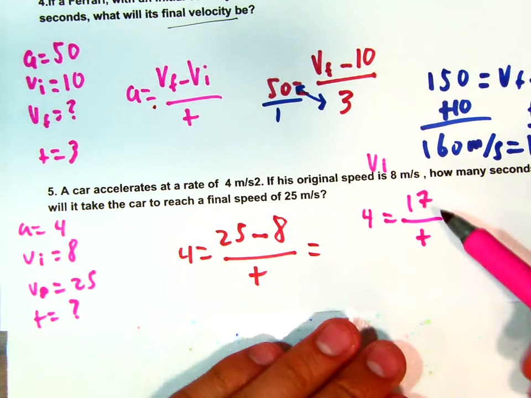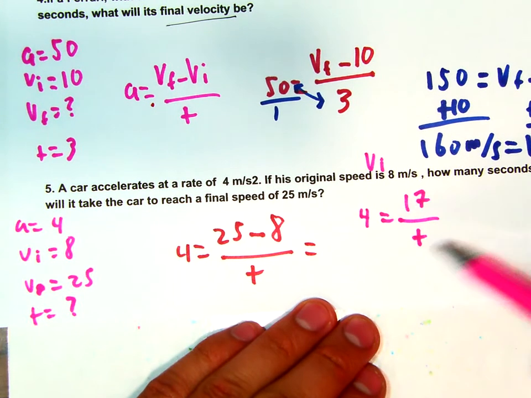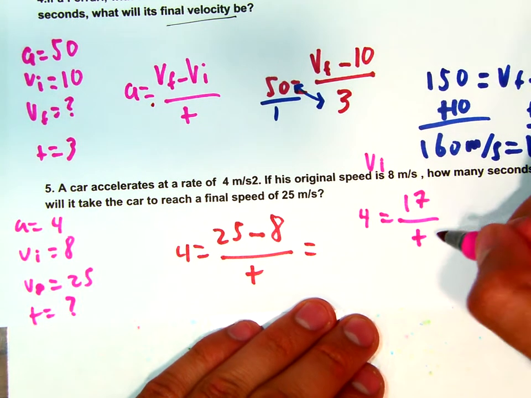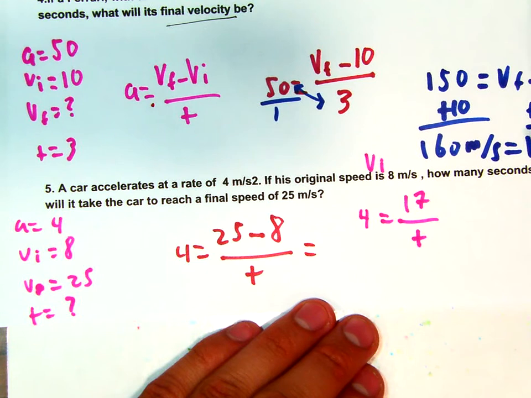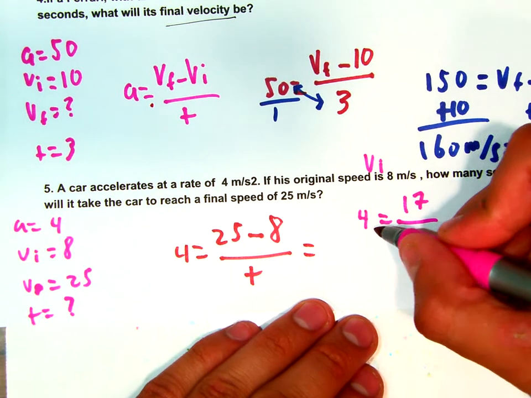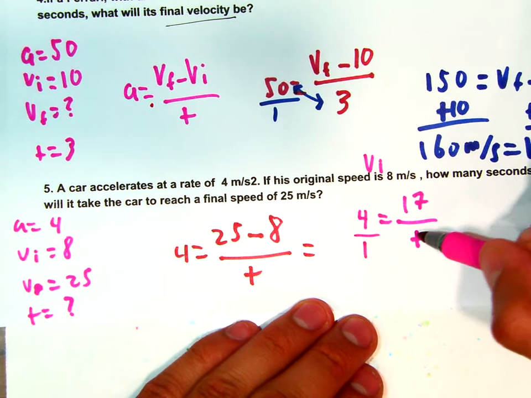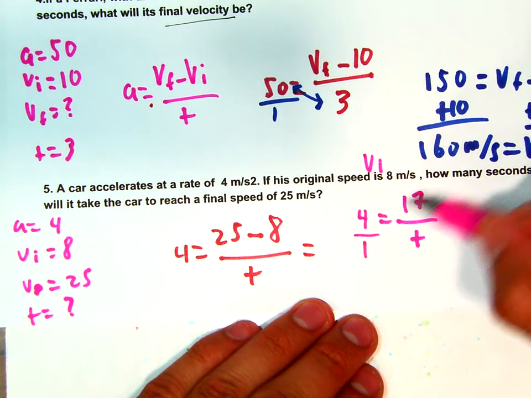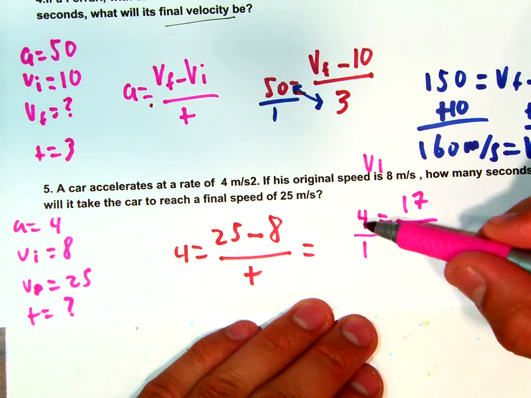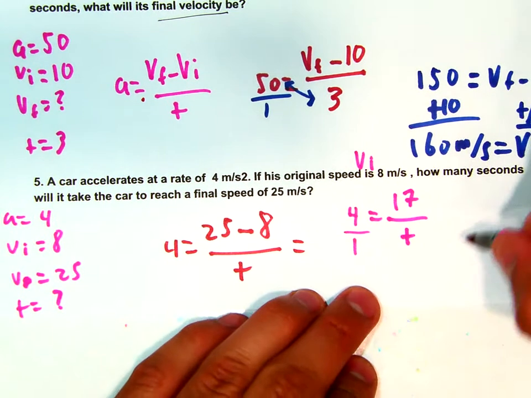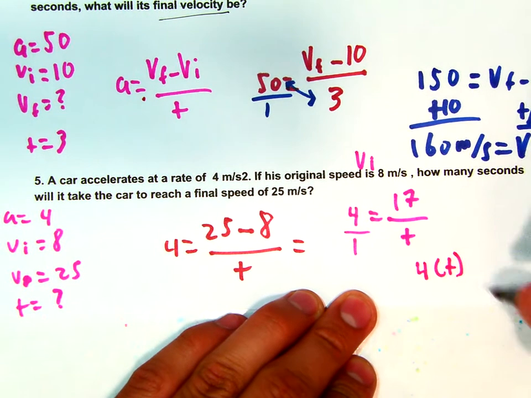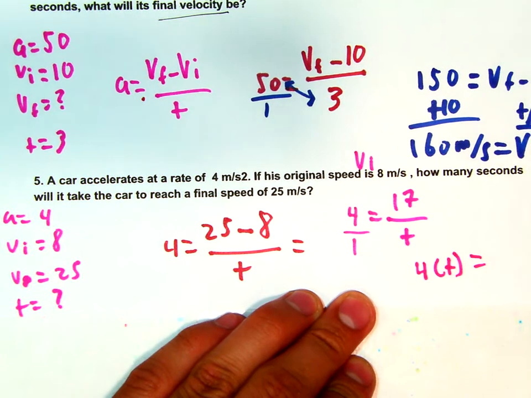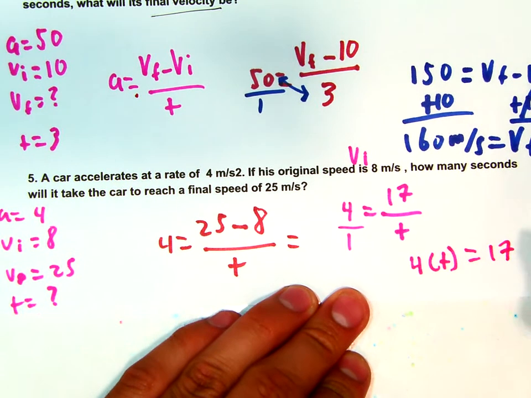You can cross multiply. That's one way. Or you can just multiply both sides by T. We've been cross multiplying, so let's do that. I'm going to put this over 1. Now we cross multiply. 4 times T gives me 4T, right? And 17 times 1, that just gives me 17.